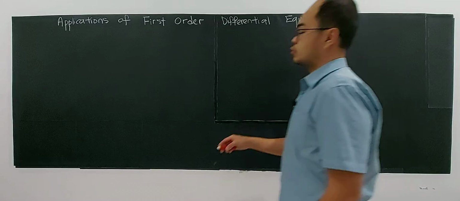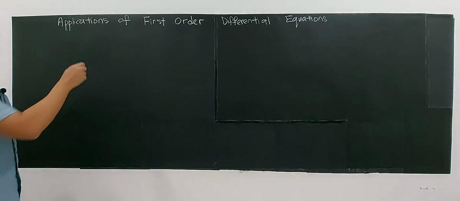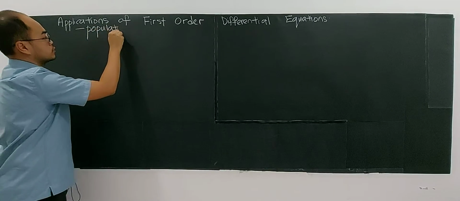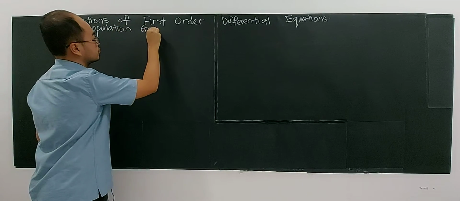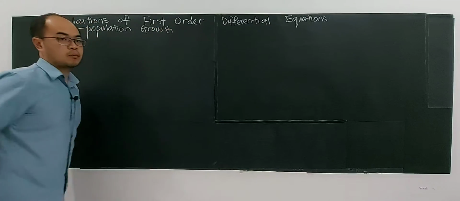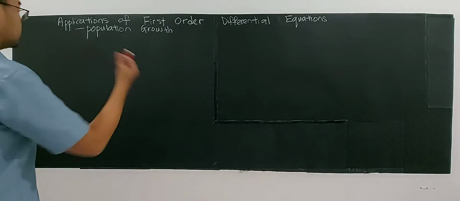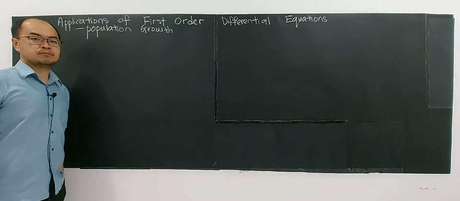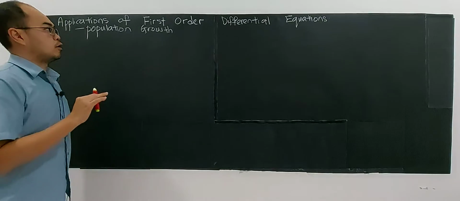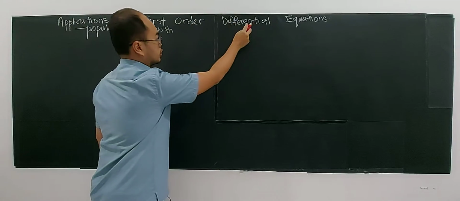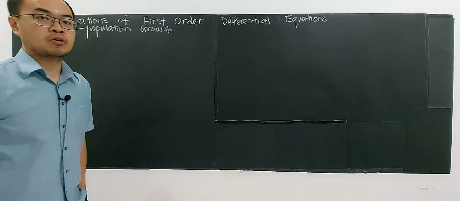Alright, a population growth model. As you know, the first order differential equation can be used to model some problems. There are many problems that can be modeled by differential equations, but for pre-university level, we're going to talk about the application of first order differential equations.